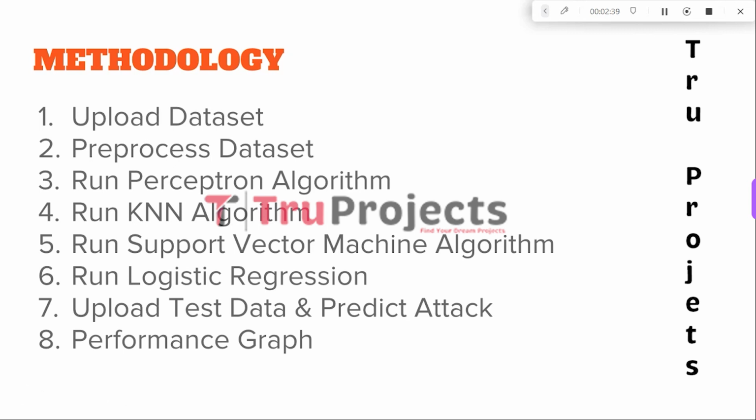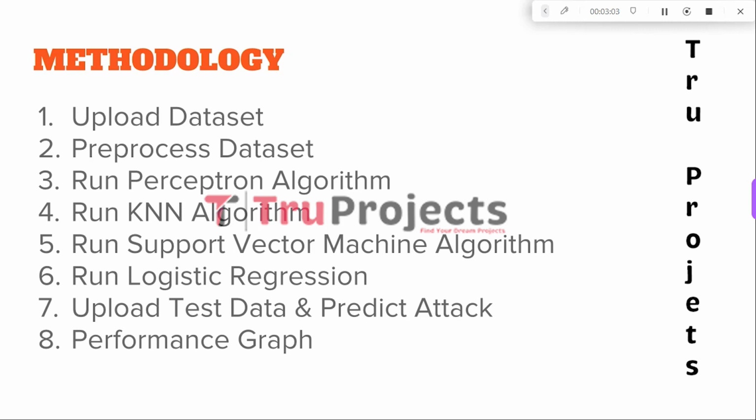And the fourth module is Run KNN algorithm. In this module, it involves running the K nearest neighbor algorithm on the pre-processed dataset. KNN is a non-parametric algorithm that classifies data points based on the similarity to the neighboring points. It calculates the distance between the data point to be classified and its k nearest neighbors and assigns it to the majority class among those neighbors.